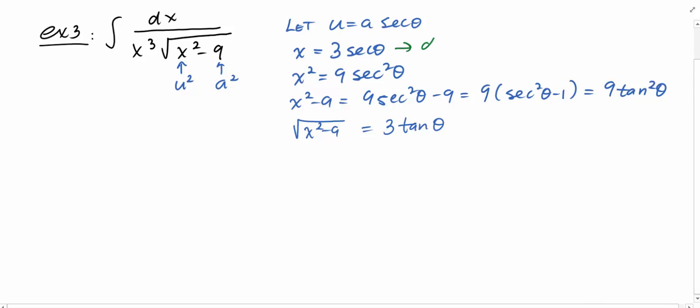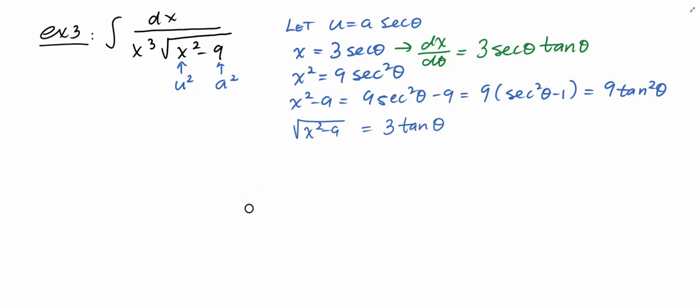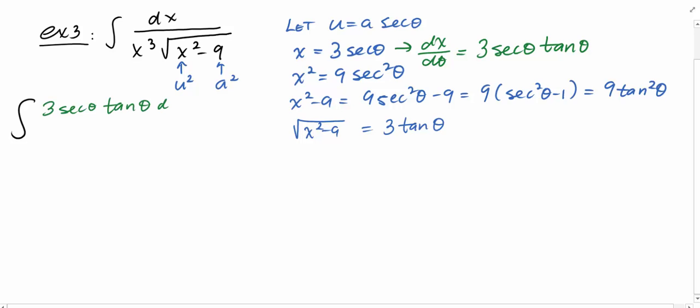All right, let's substitute everything in. But before we do that, it's important to find dx. So dx d theta, in this case, is 3 secant theta tangent theta. And so we'll move the d theta over when we sub it in. Okay. On to theta land. So for dx, we'll put in the 3 secant theta tangent theta d theta all over.